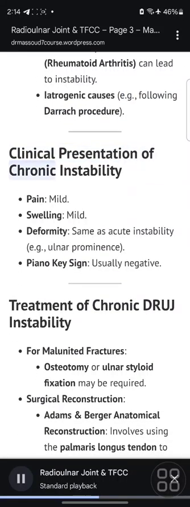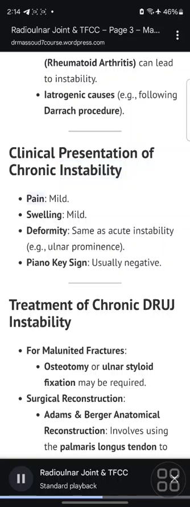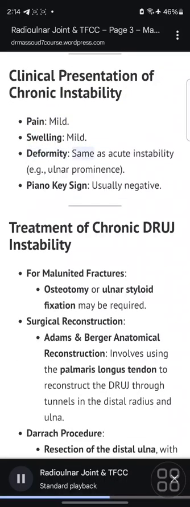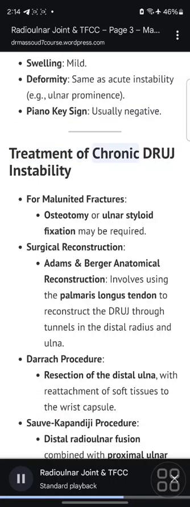Clinical presentation of chronic instability. Pain, mild. Swelling, mild. Deformity, same as acute instability, e.g., ulnar prominence. Piano key sign, usually negative. Treatment of chronic DRUJ instability.